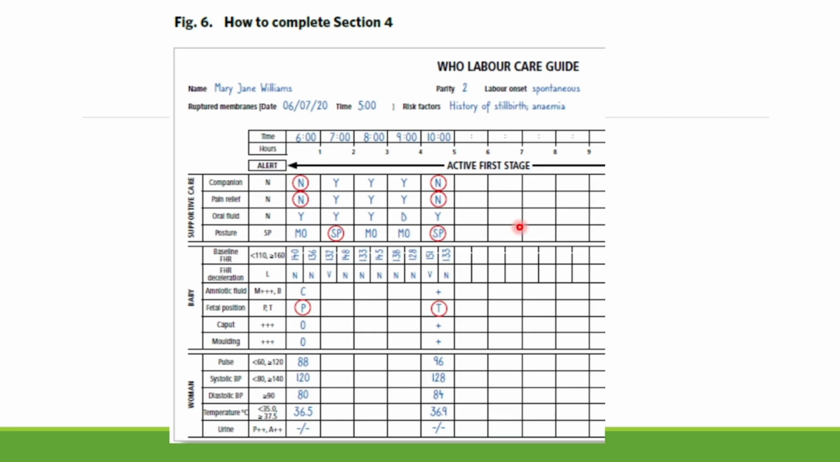You see, let's go to Mary again, and let's see the maternal observation. Pulse rate 88, so normal, recorded after 4 hours. Blood pressure 120/80, temperature 36.5, negative protein and acetone, so we repeat after 4 hours.